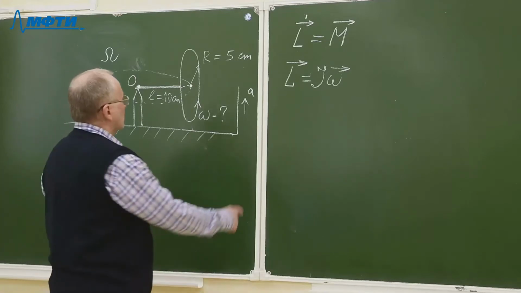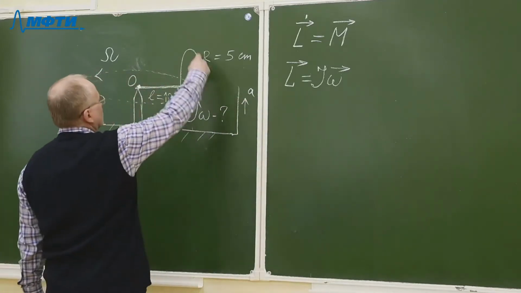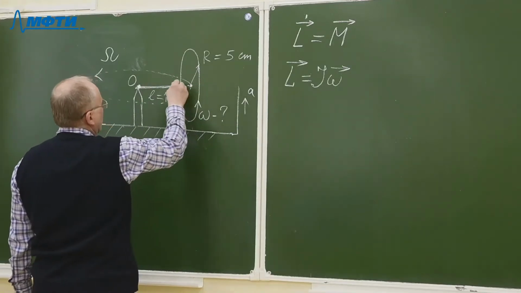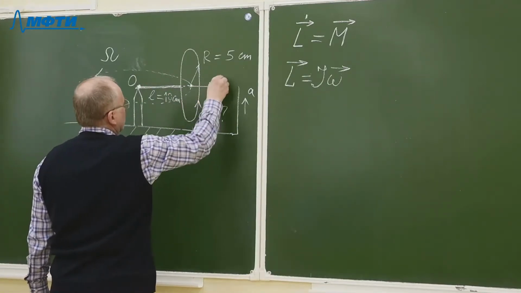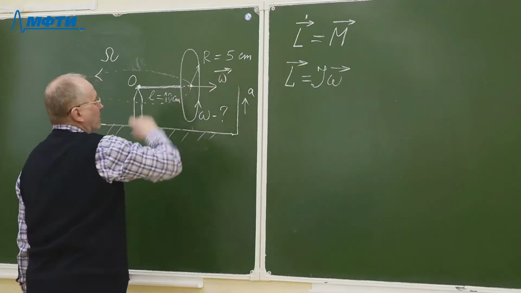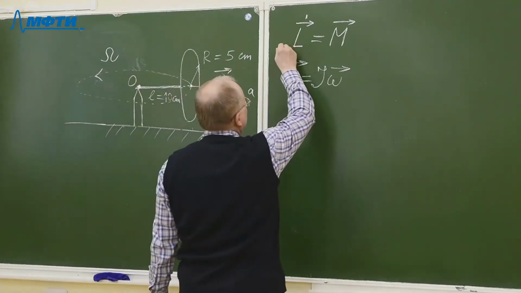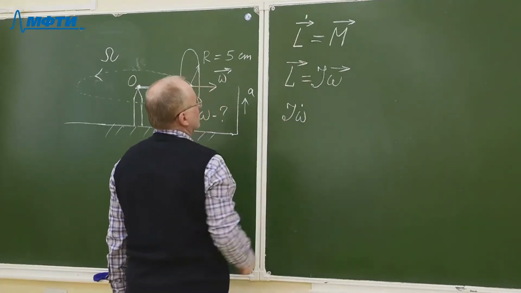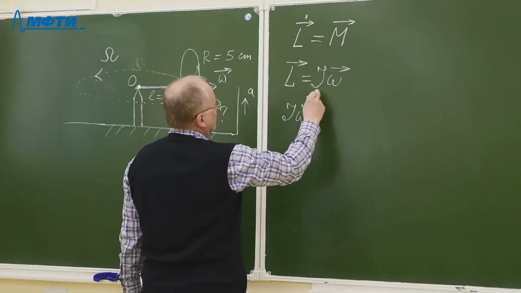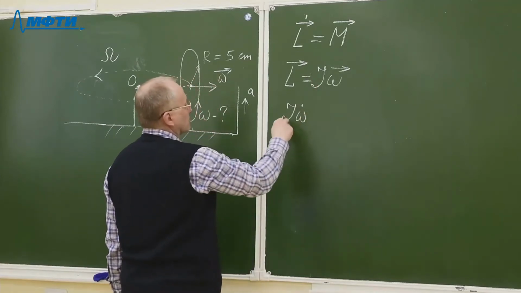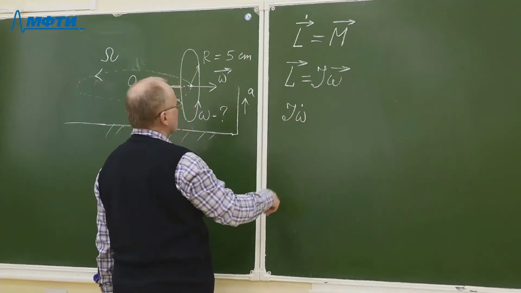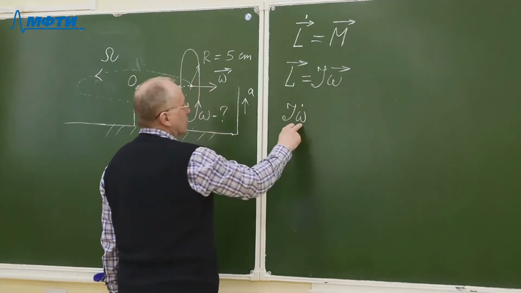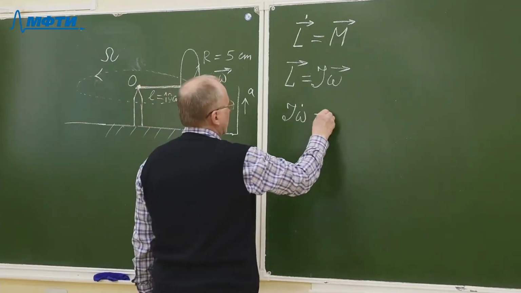Well, what about vector omega? If it rotates in this direction, then vector omega will be directed here. And so the first equation, the first line, will be written as, after differentiating vector L, we will obtain constant coefficient I, which is the moment of inertia of this disk, times omega dot, which is angular acceleration.